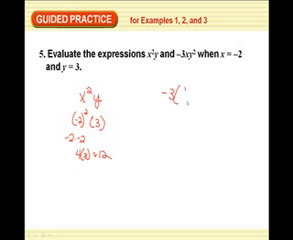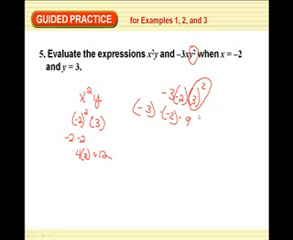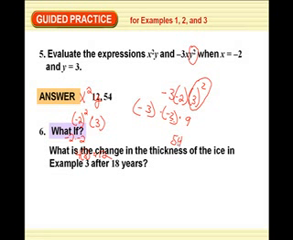Negative 3 times x times y squared. So I put a 3 in right there, a negative 2 in right there. Okay, notice the exponent is only attached to the y right here. So we don't put everything squared. We have to do this part first because PEMDAS: parentheses, exponents. The parentheses don't really mean anything because they're just there separating the signs. So we do 3 squared first, which is 9, times negative 2 times negative 3. Okay, two negatives make a positive, so we know the answer is going to be positive. 3 times 2 is 6. 6 times 9 is 54. Let's see how we did. 12 and 54. Yay!